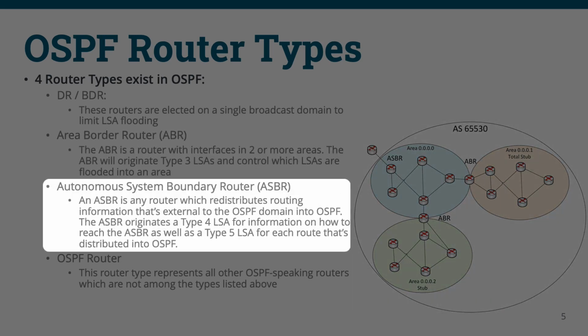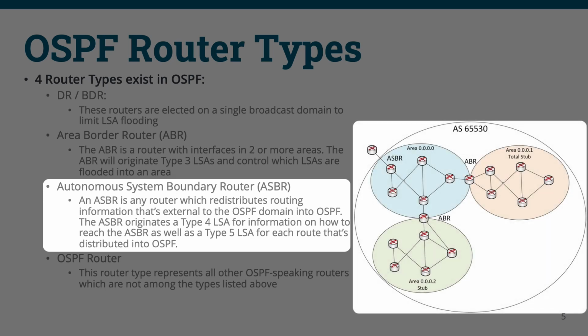The following router type is the Autonomous System Boundary Router, or ASBR. An ASBR is any router which redistributes routing information from an external protocol into the OSPF domain. This can be static routes or routes learned from another dynamic routing protocol. The ASBR will originate Type 4 and Type 5 LSAs. The Type 4 LSA contains information on how to reach the ASBR itself, and the Type 5 LSA contains the routing information itself that it is distributing into OSPF from an external source.